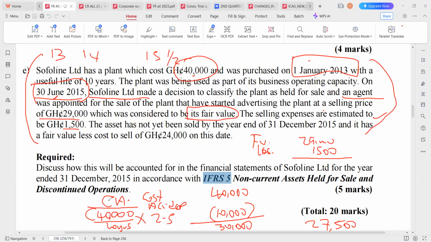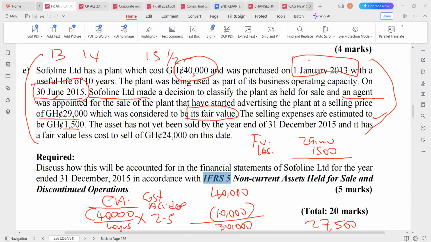27,500. That's all. Sir, please, I want to say something. You said to see the carrying amount, it is the cost minus accumulated depreciation, then minus the depreciation for the year.